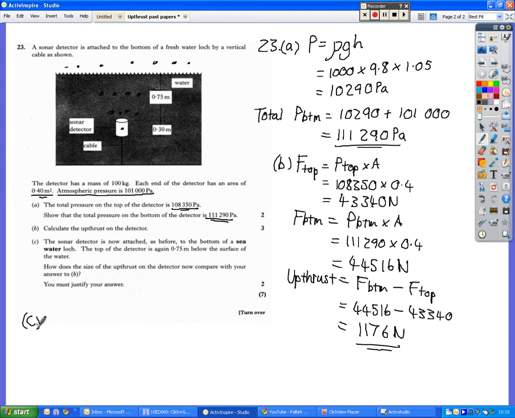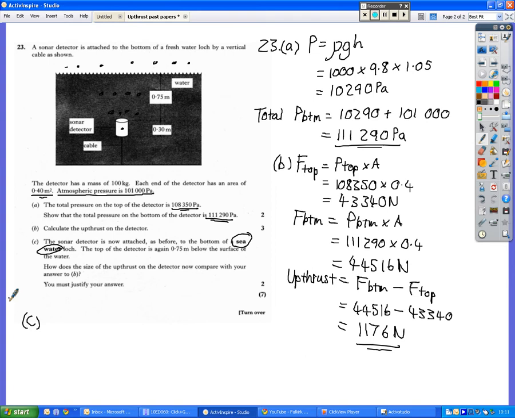Now C is more of an explanation question. The sonar detector is now attached as before, but to the bottom of a seawater lake this time. It's put in bold there just so you don't forget. The top of the detector is again 0.75 metres below the surface of the water. The detector is the same size, so everything else is the same. The only thing you've really changed is the water that it's going into. So it's the seawater that we're looking at. How does the size of the upthrust on the detector compare with your answer in B?